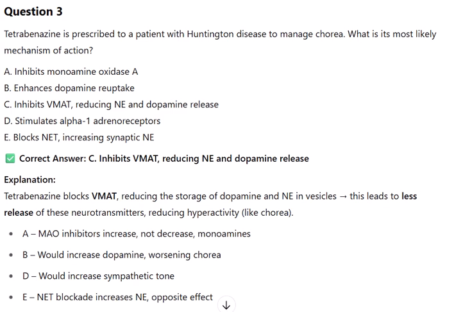Explanation. Tetrabenazine blocks VMAT, reducing the storage of dopamine and NE in vesicles. This leads to less release of these neurotransmitters, reducing hyperactivity, like chorea. A. MAO inhibitors increase, not decrease, monoamines. B. Would increase dopamine, worsening chorea. D. Would increase sympathetic tone. E. NET blockade increases NE, opposite effect.